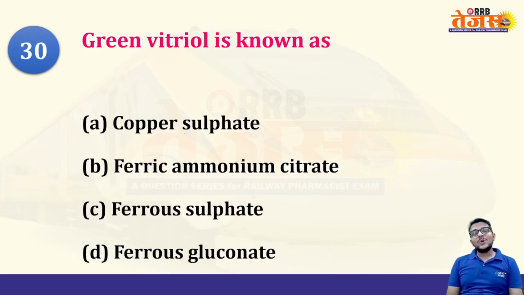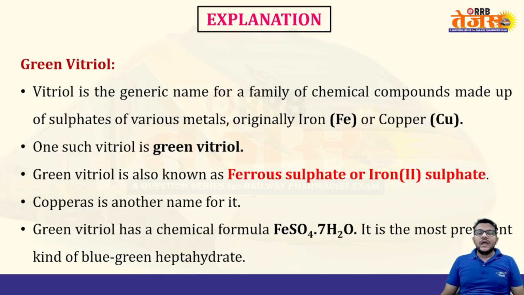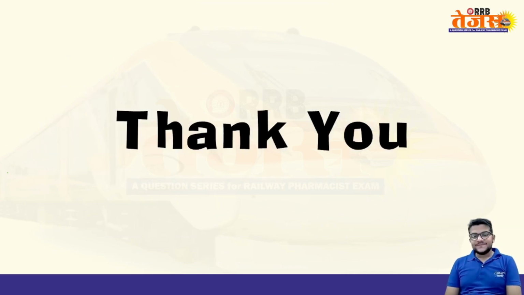Next, as I told you, you have to remember some formulas like green vitriol. Green means ferrous sulfate. You are able to see double E in the question and here it is double R. So ER means green vitriol, that is ferrous sulfate. Green vitriol contains iron and sulfate, and it has the formula FeSO4.7H2O, 7 molecules of water, so it is a heptahydrate, and it is blue-green in color.